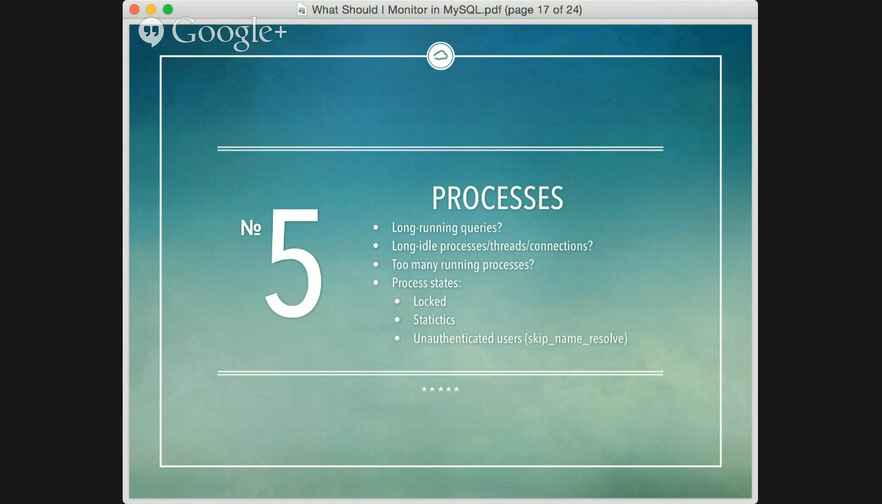Remember I said you want to build your monitoring very specifically around the sharp edges of the technology. Well, in MySQL, I mentioned earlier the skip name resolve. The classic symptom of not setting skip name resolve is an unauthenticated user in the process list. And so if you're seeing unauthenticated users, that's kind of a trigger for you that you should probably set that parameter.